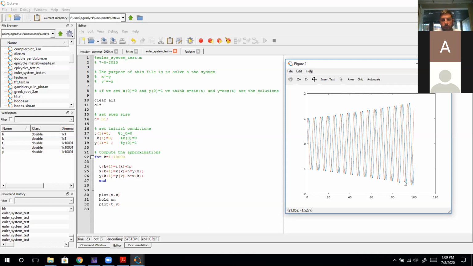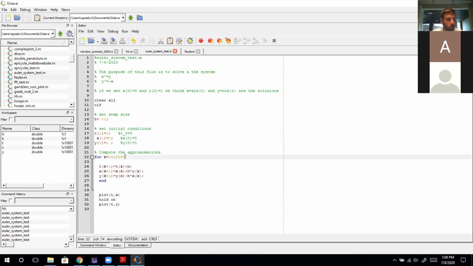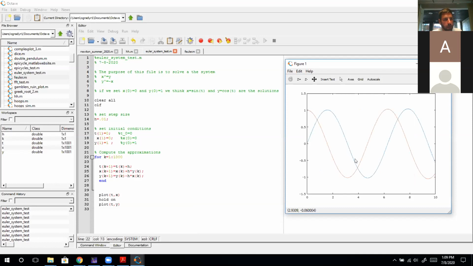Does anybody have a question about this? So again, it's accurate in the beginning, but after a while, it starts really getting out of control. So here we see this is right. This is the sine and cosine. This is exciting.